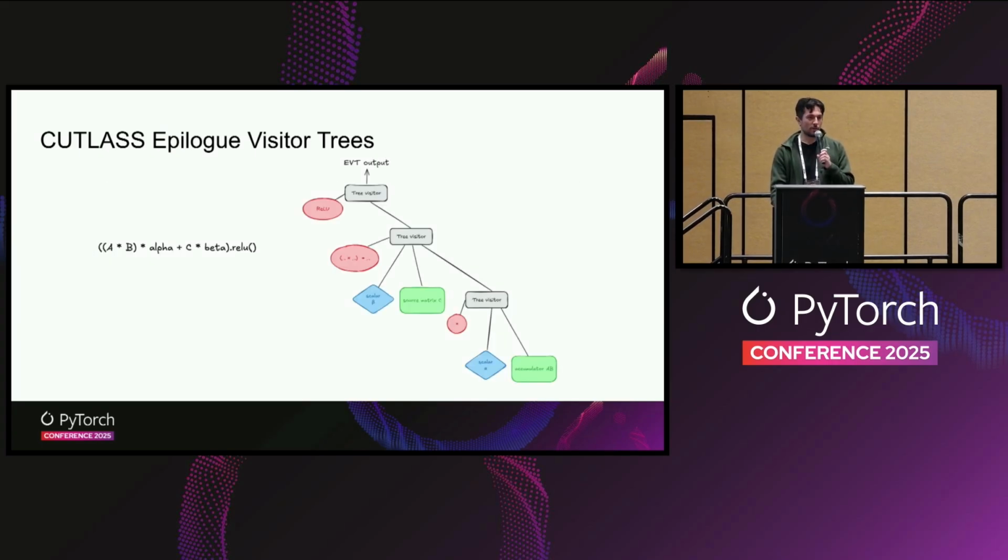Here's an example of what an Epilogue Visitor Tree looks like. It represents the expression on the left as an abstract syntax tree of ops on the right. This allows you to compose an arbitrary sequence of ops in the Epilogue right after the matmul, and as you add more ops to the Epilogue, you can just treat it as any other Epilogue. It's composable in that way.